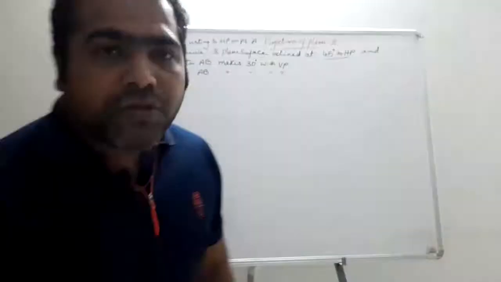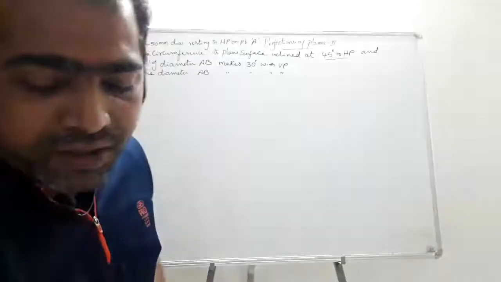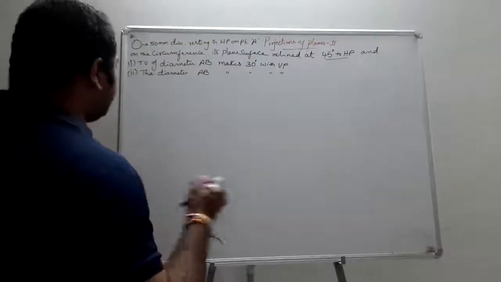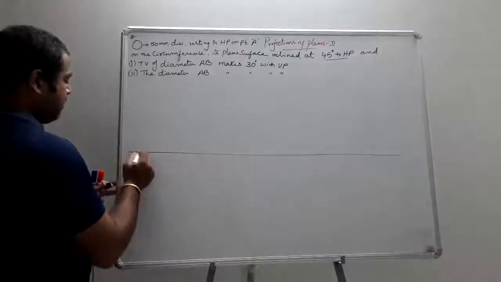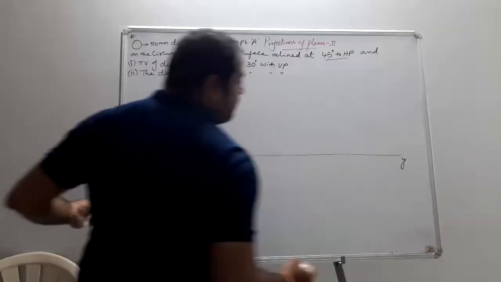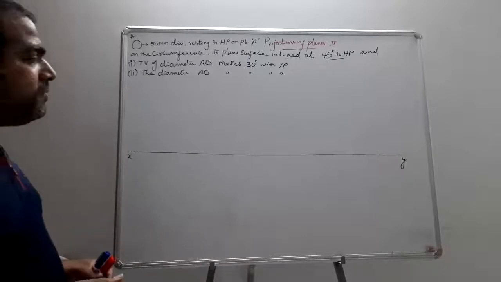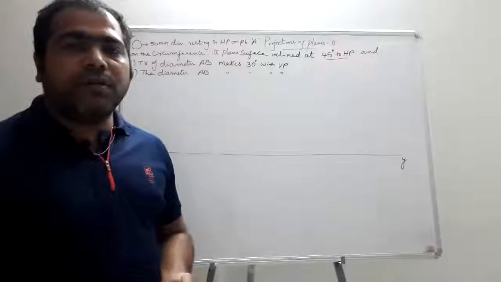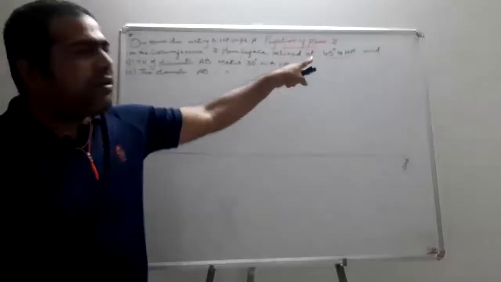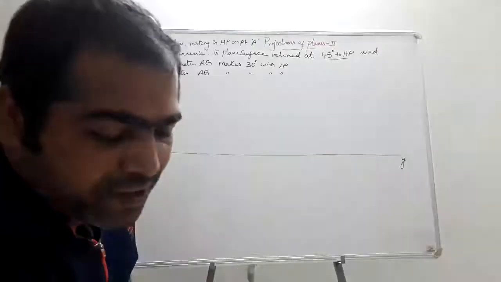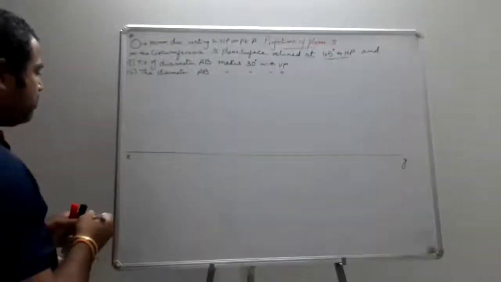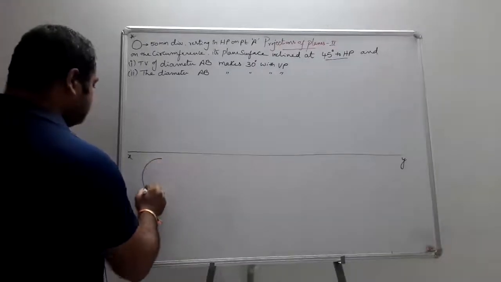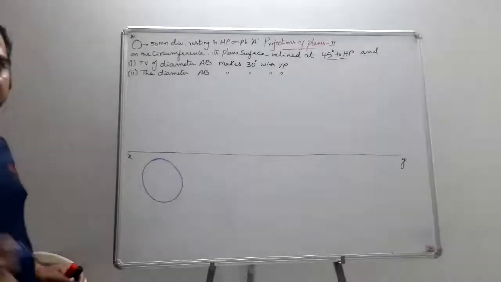So let us see the first stage, the simple position. What is the simple position? Draw XY. Here the point is on HP and the surface is inclined 45 degrees to HP. That means your plane surface is resting on HP, so the top view is the true shape of a circle.